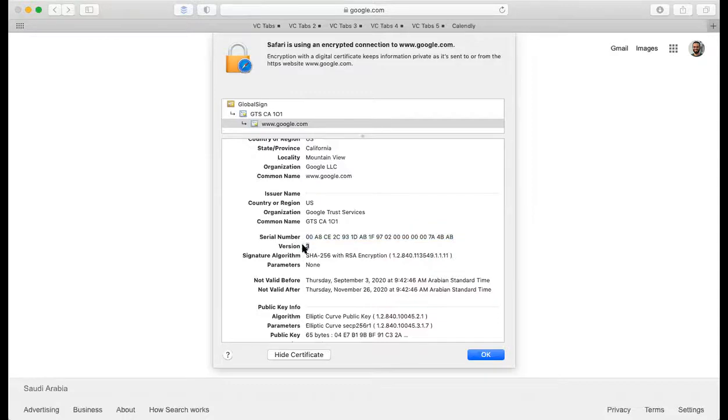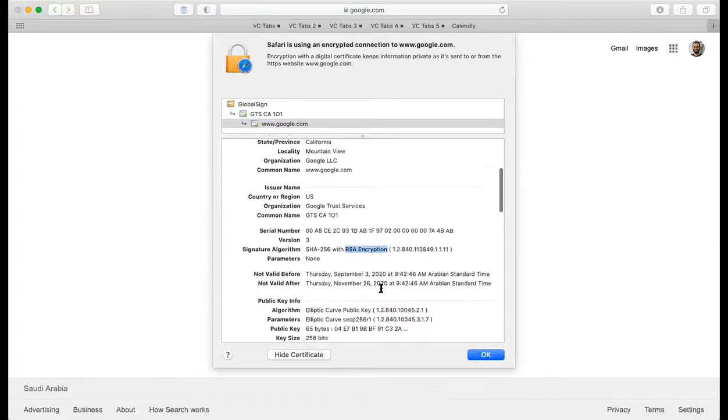And this certificate, the document, is version 3. This is the standard. And this is a certificate using RSA encryption with SHA-256. Right? Because RSA always uses hashing with it. So it tells me what the hashing algorithm is. We saw SHA-256 in class, and we saw RSA in class. When did it start? It started September 3rd, 2020, and it will expire November 26, 2020.